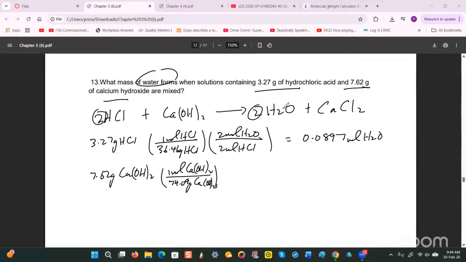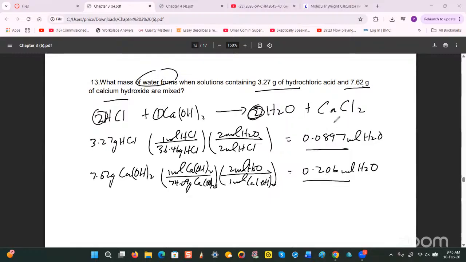And based on the balanced equation here, for every 2 moles of water, there's 1 mole of calcium hydroxide. So the way we represent it here in this conversion factor is that we have 2 moles of H2O here and 1 mole of calcium hydroxide below. And then we do that calculation, 7.62 divided by 74.09 times 2. So according to my calculation, this works out to be 0.206 moles of H2O.